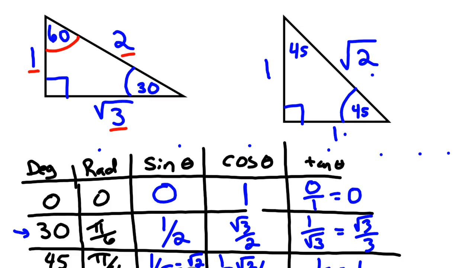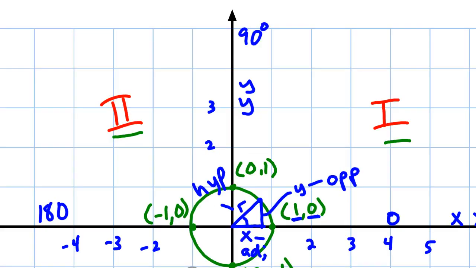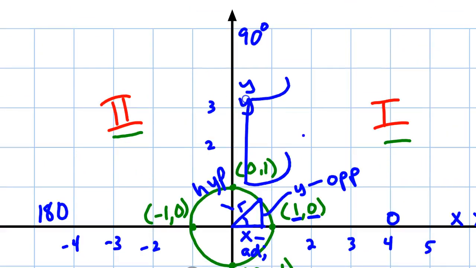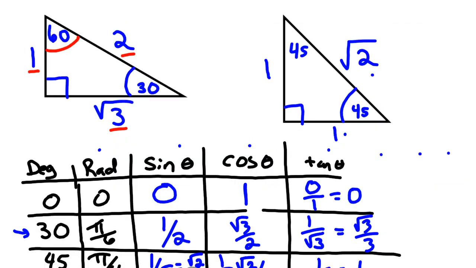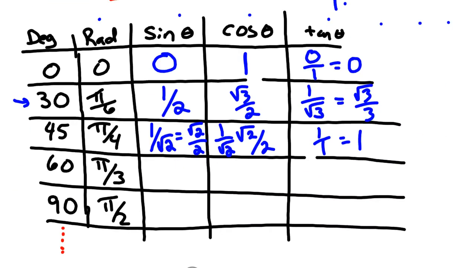Okay. What about 90 degrees? Stop the video. See if you can figure out what 90 degrees would be for sine, cosine, tangent. Well, for 90 degrees, that's the point 0, 1. So we're dealing with 0, 1. This is your x-coordinate, this is your y-coordinate. And so for 90 degrees, sine is y. My y-coordinate's 1, so sine of 90 is 1.